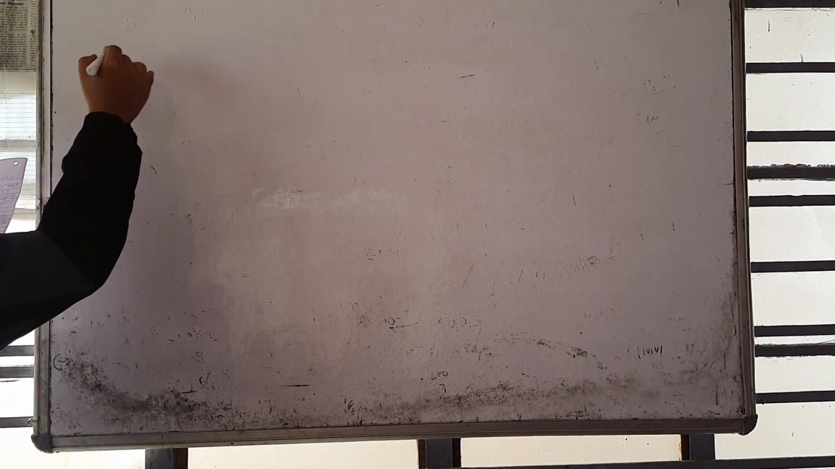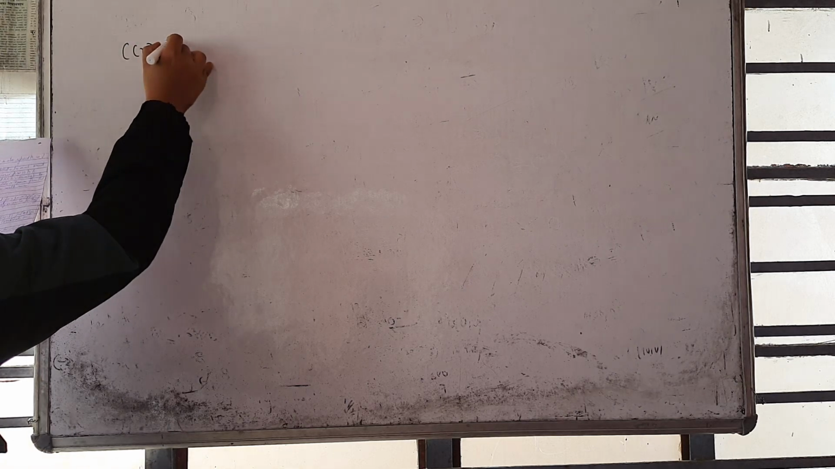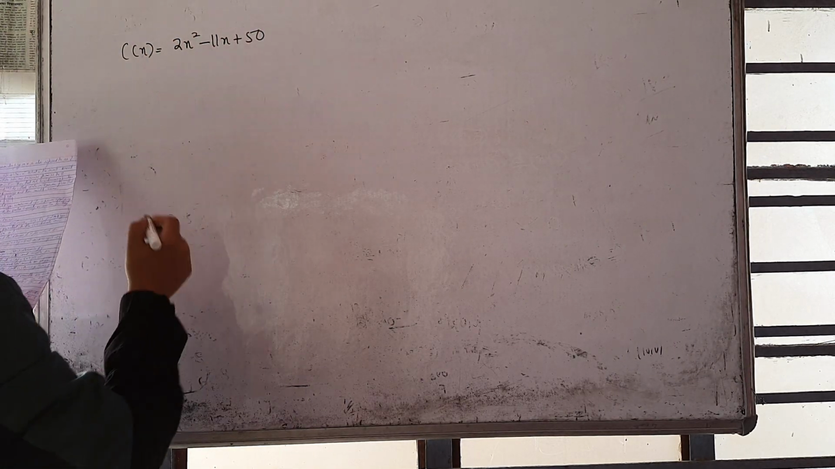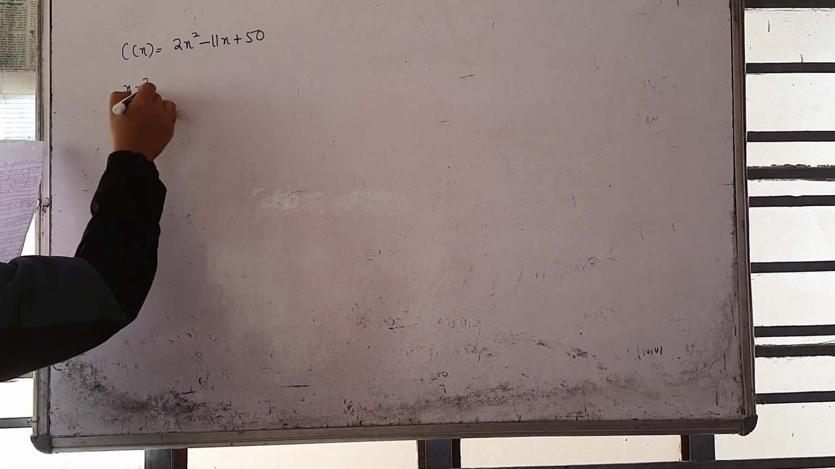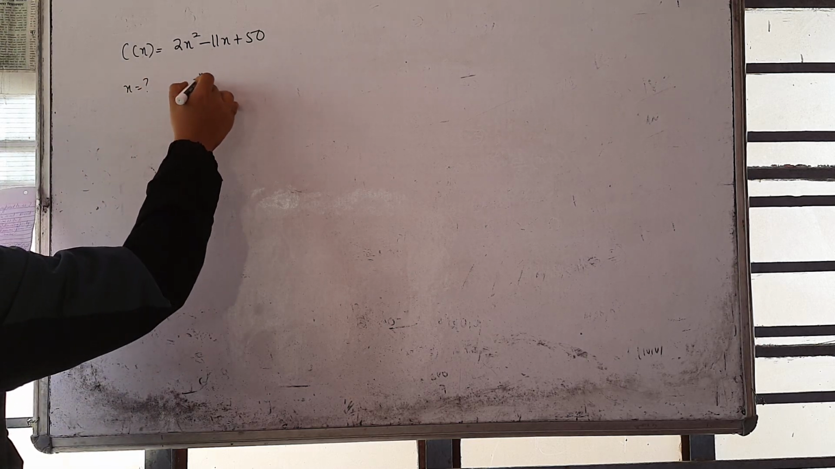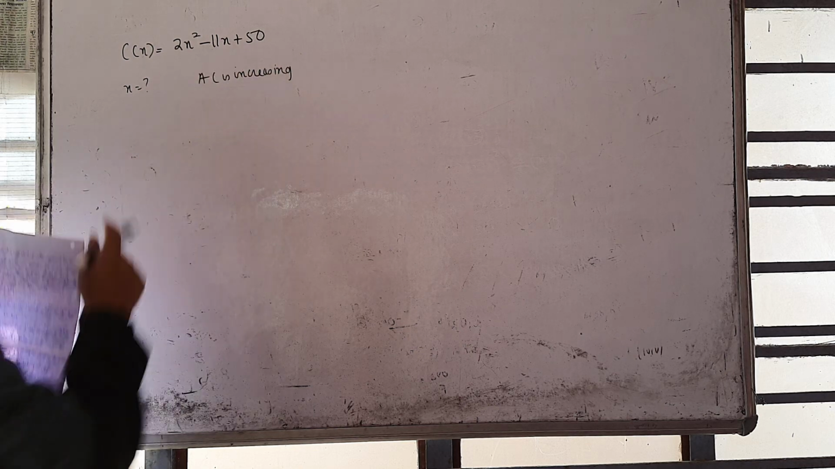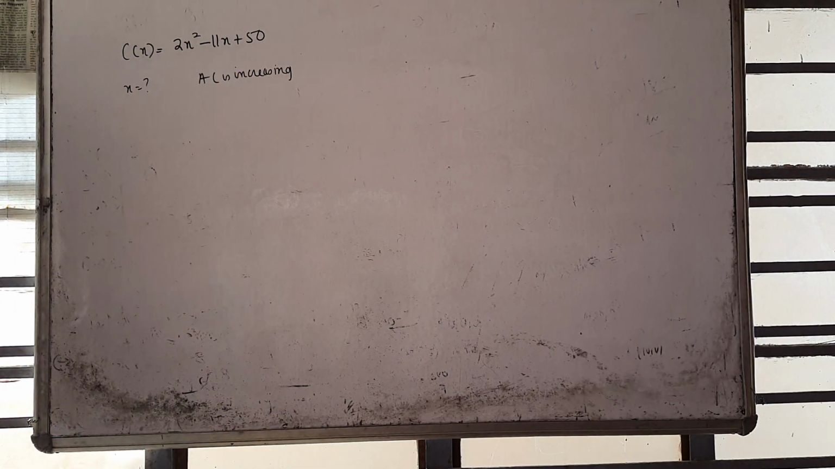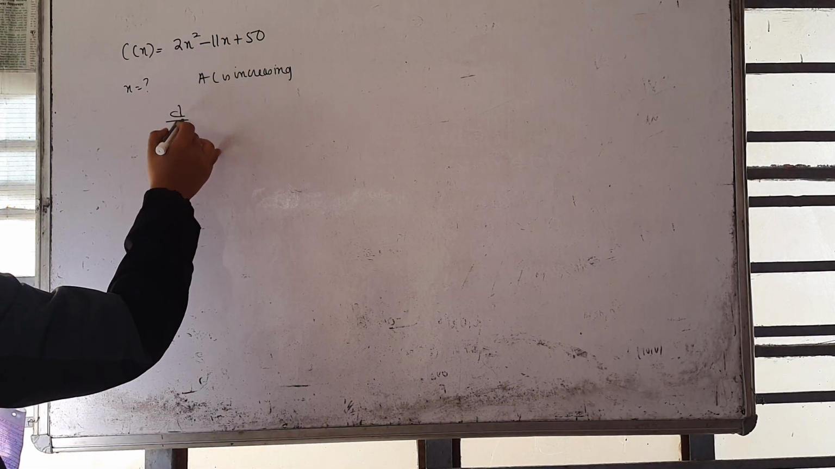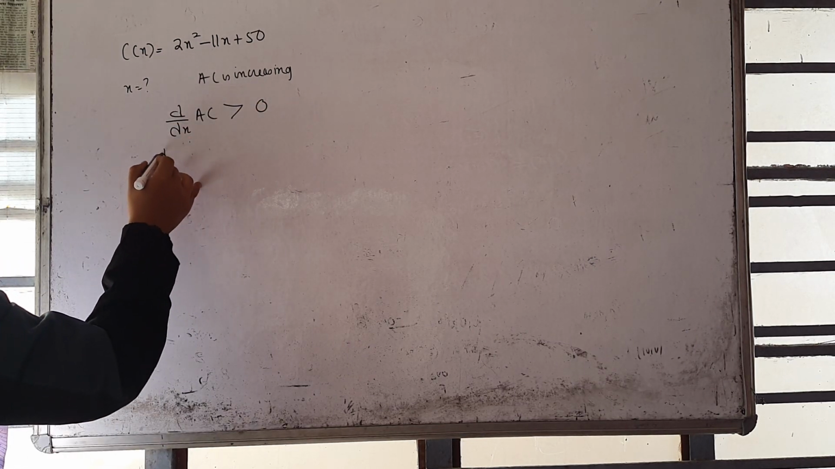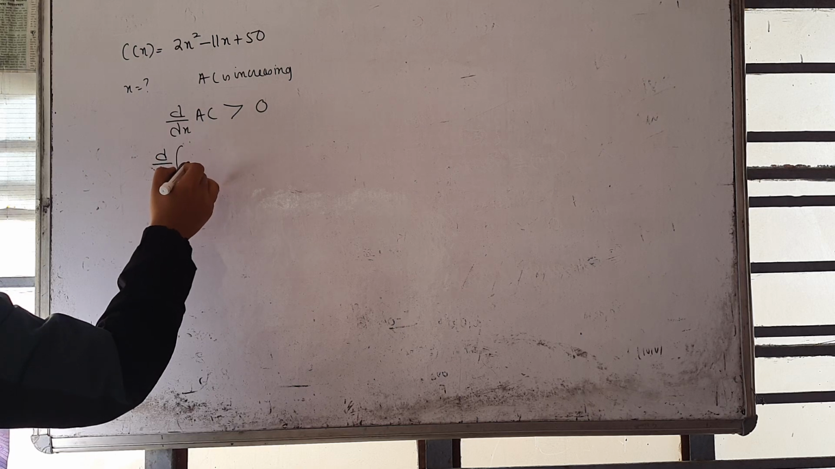Next, question number 16, everyone. Cx is given as 2x square minus 11x plus 50. I have to find the range of values of x for which AC is increasing. Can you help me out with this particular question, guys? They are saying the function AC is increasing. When will a function increase? Just before this I explained. When the derivative of that particular function is greater than 0.